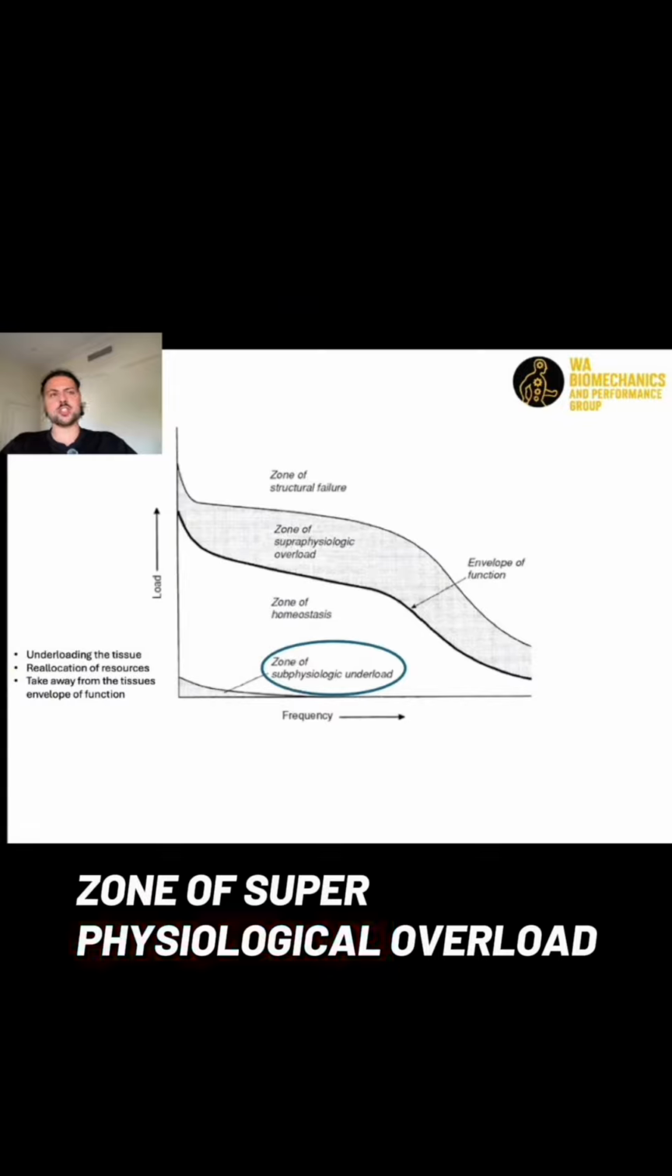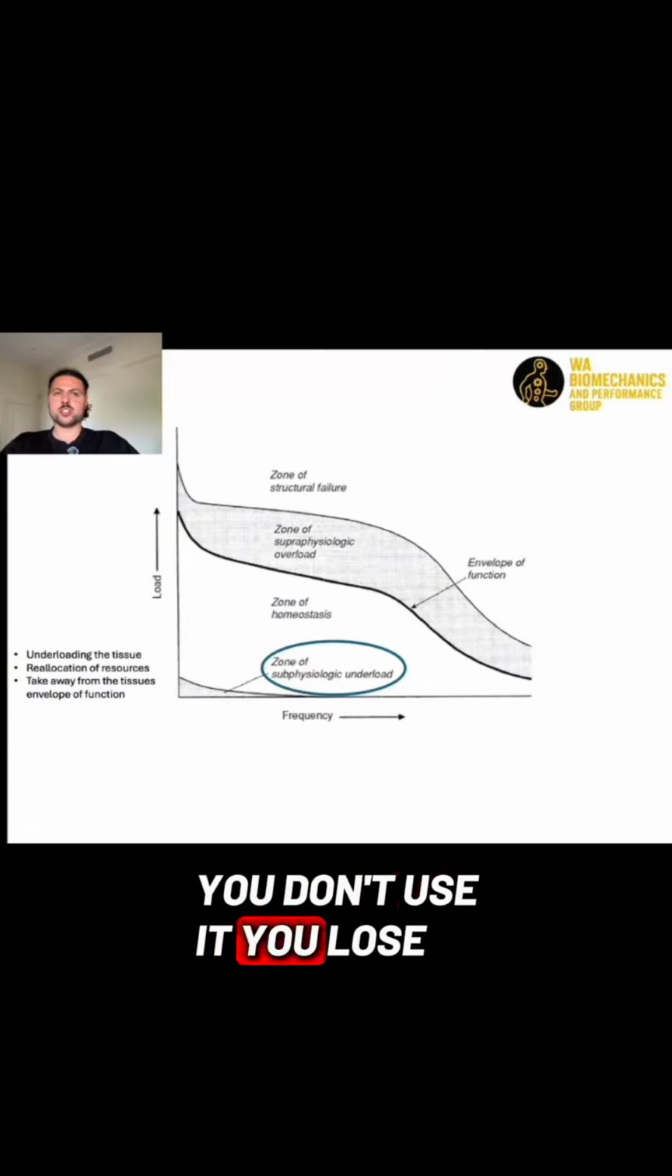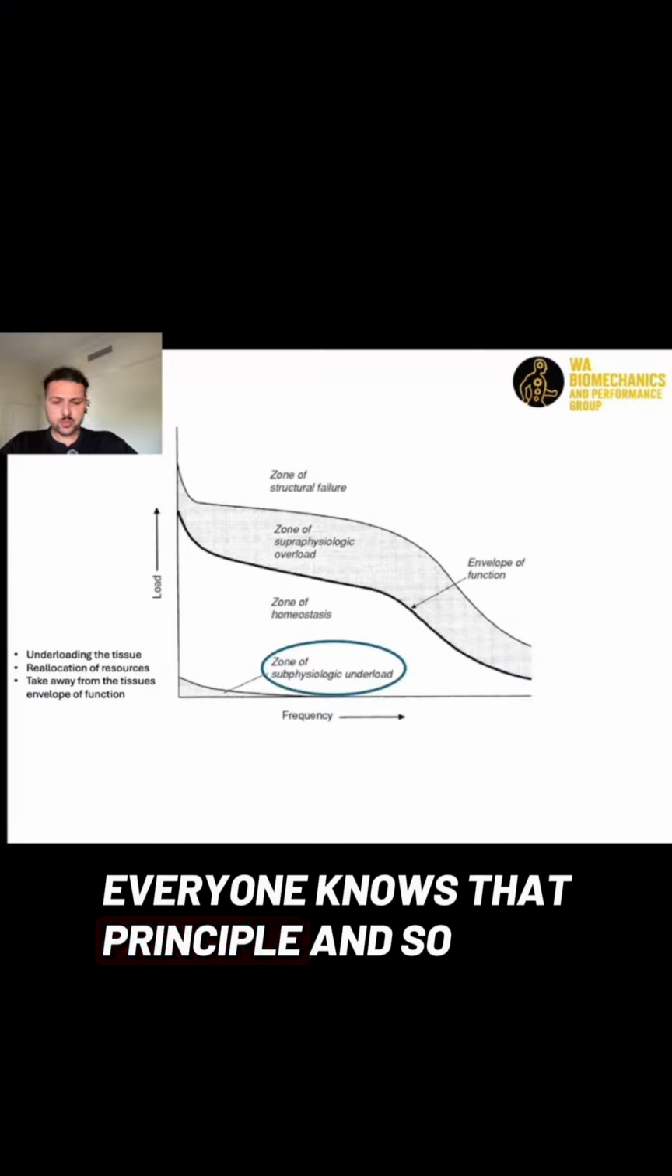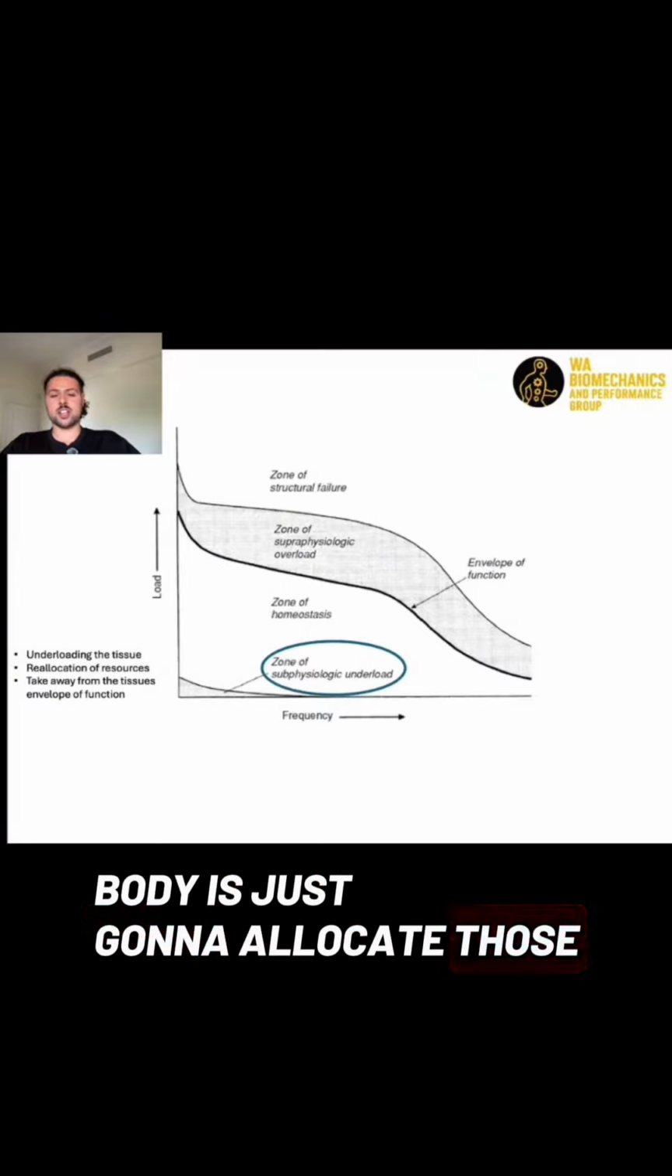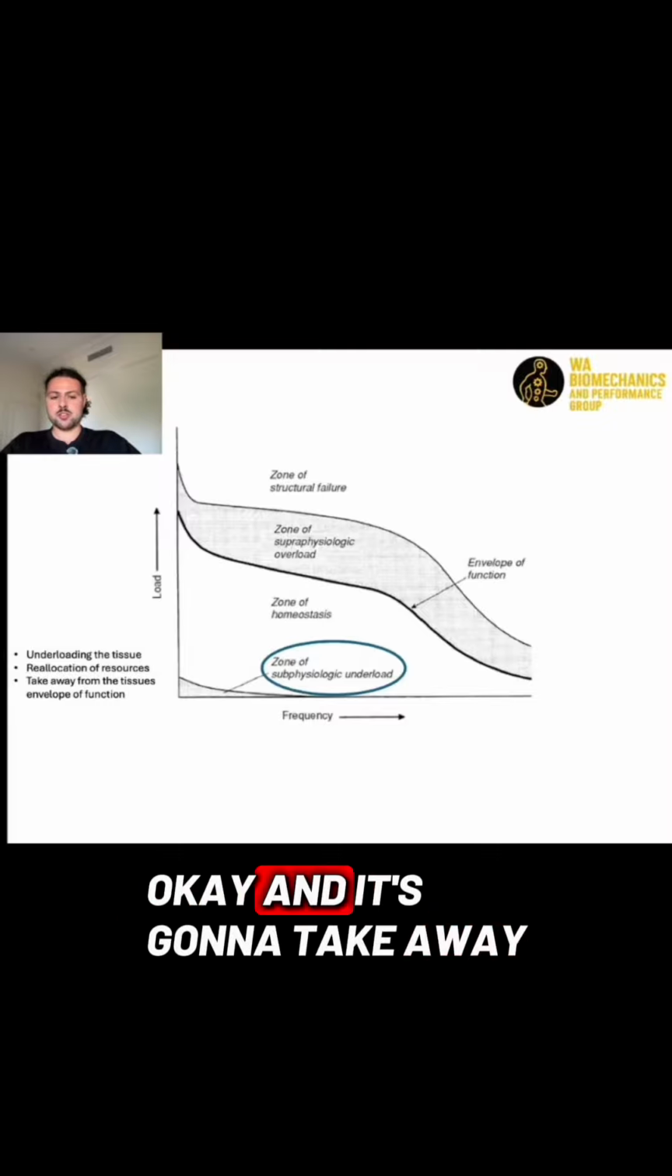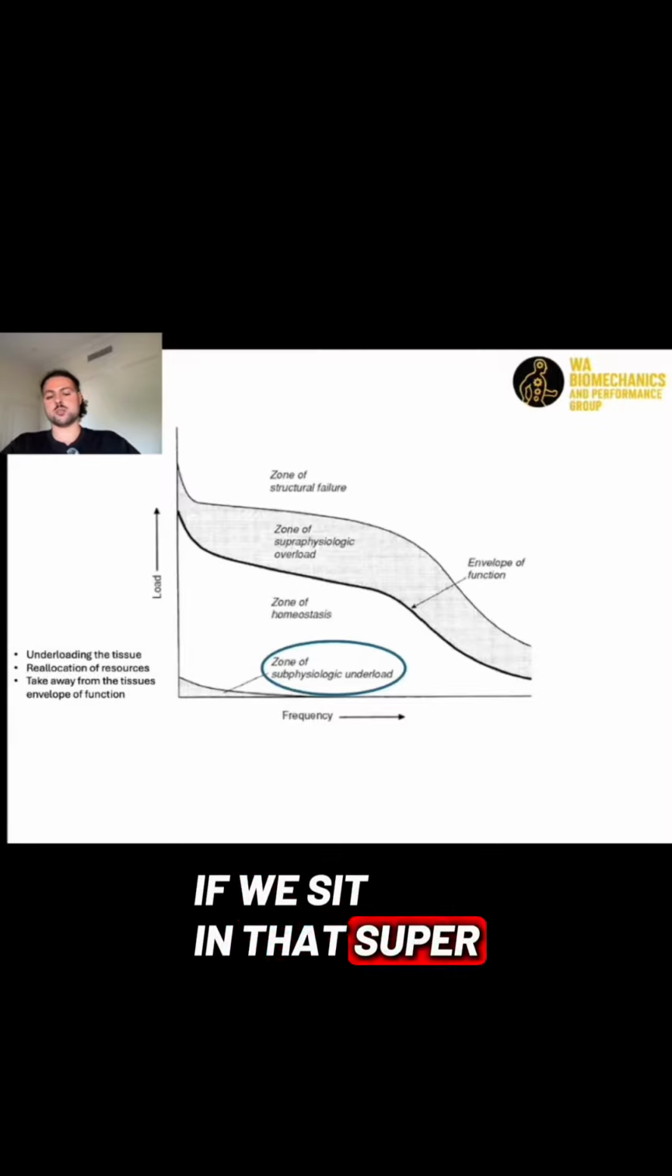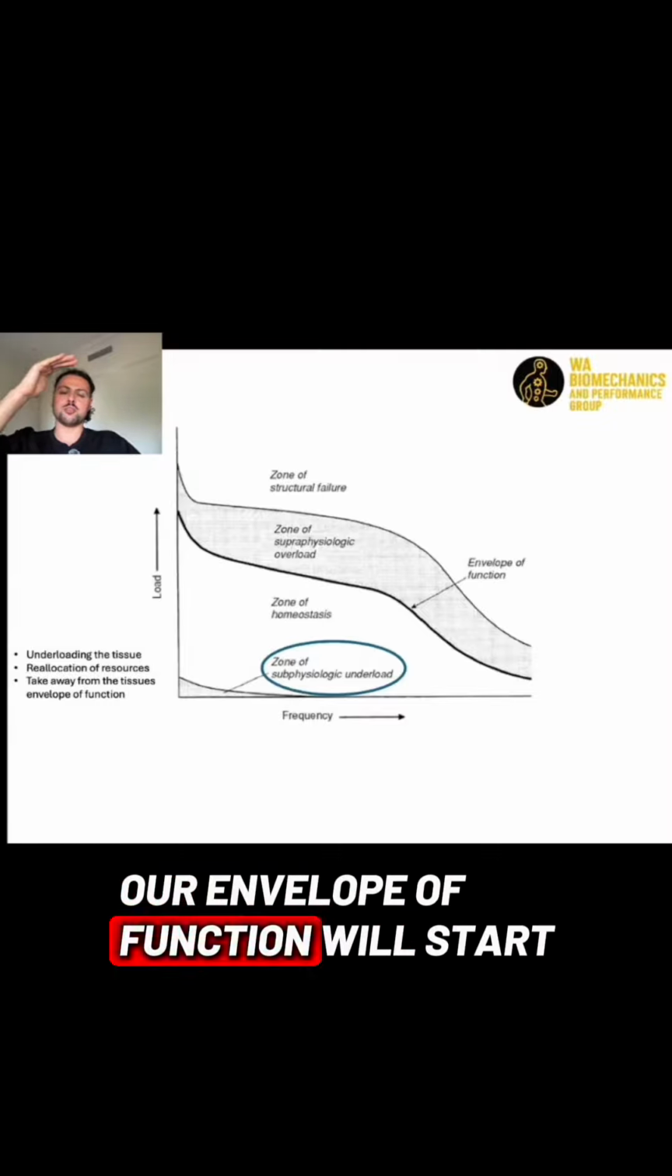Zone of supraphysiologic underload. When we don't use the tissue, you don't use it, you lose it. Everyone knows that principle. And so if you don't use it, the body is just going to reallocate those resources elsewhere. It's going to take away from that tissue's envelope of function. If we sit in that supraphysiologic underload for too long, our envelope of function will start to shift.